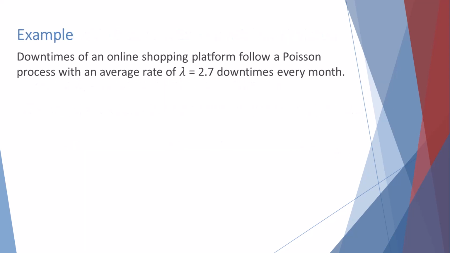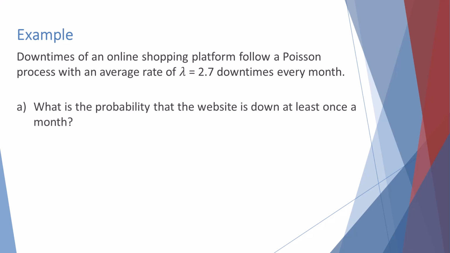Let's look at an example. An online shopping platform aims to enhance its website reliability. The IT department has observed that downtimes follow a Poisson process with an average rate of lambda equals 2.7 downtimes every month, which we define as 30 days. We want to find the probability that the website is down at least once during the month.